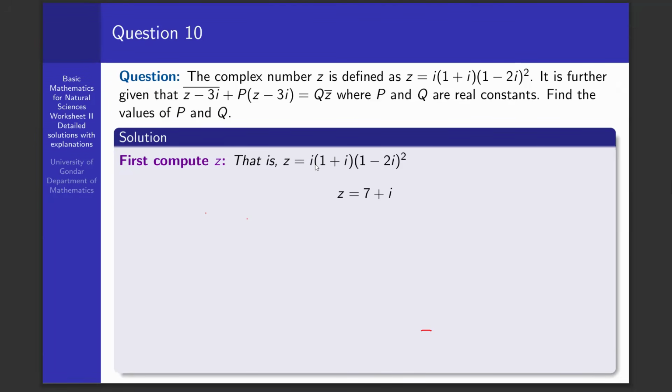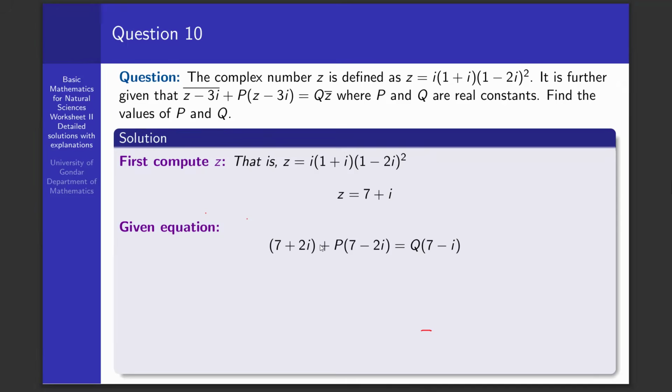7 plus i. When we simplify this one, that's simply squaring. After squaring it, if we multiply 1 plus i with 1 minus 2i squared, it is exactly 7 plus i. Then, in the given equation, if we substitute it here, we have 7 plus 2i plus p of 7 minus 2i is equal to q of 7 minus i. q of 7 minus i means the complex conjugate, because it is z bar, so it becomes 7 minus i.